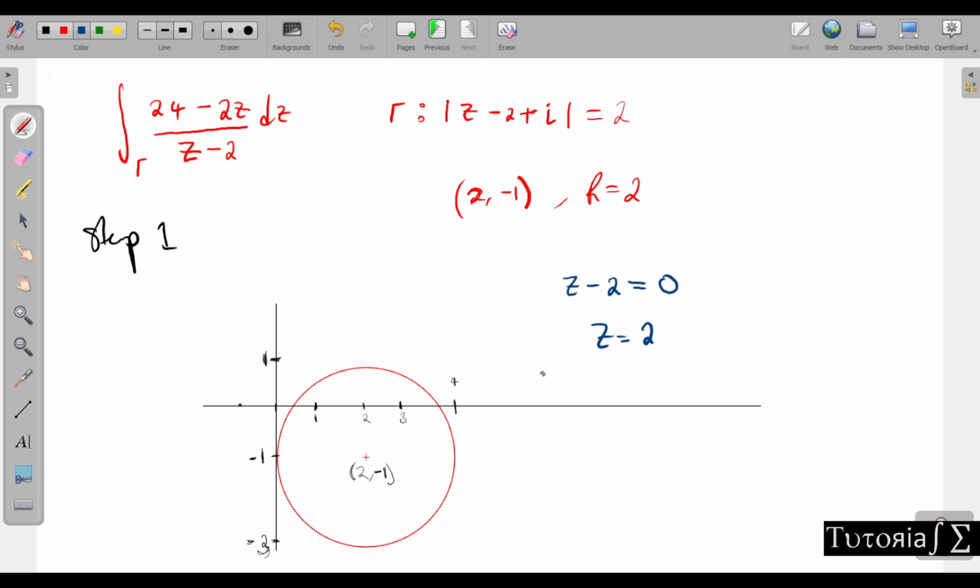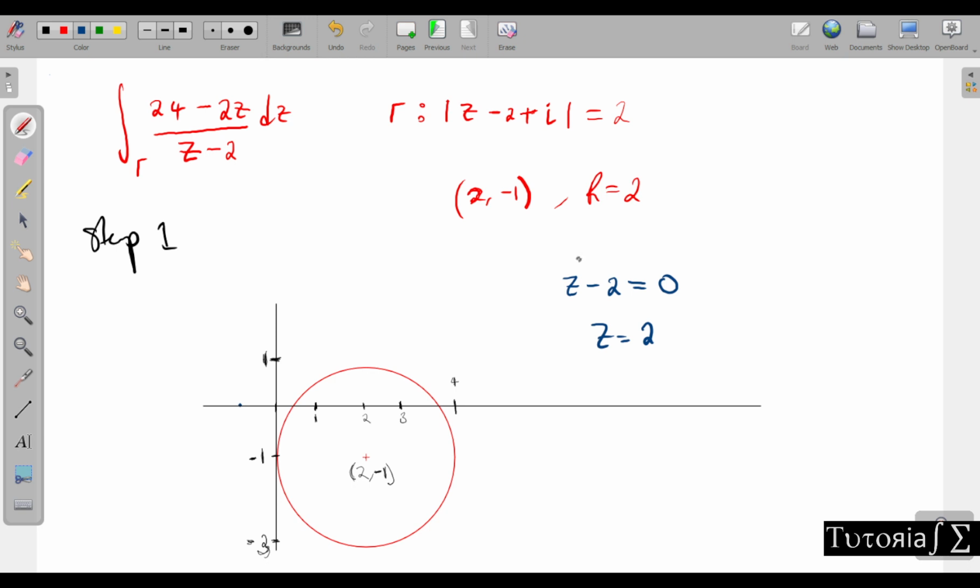If it is outside, then we just say the integral or the residue is equal to 0. But if it is inside, now we can proceed to finding the residue at that point where the function is undefined. To find the point where the function is undefined, we just get the denominator and equate it to 0.